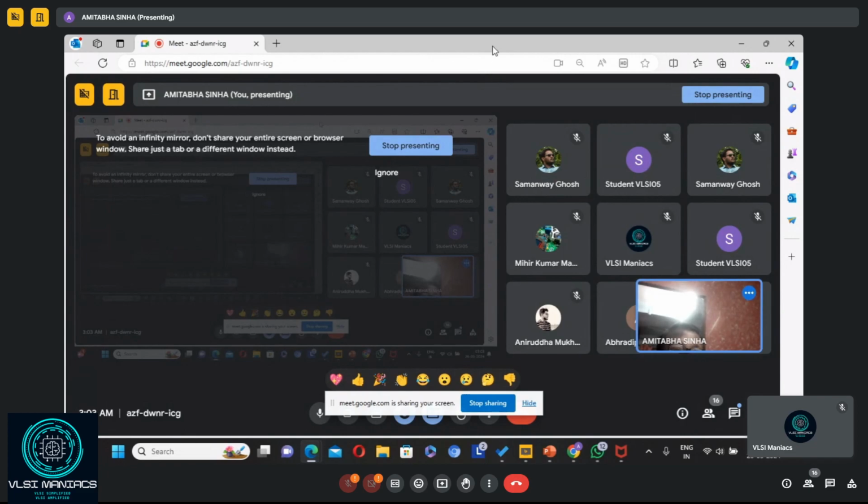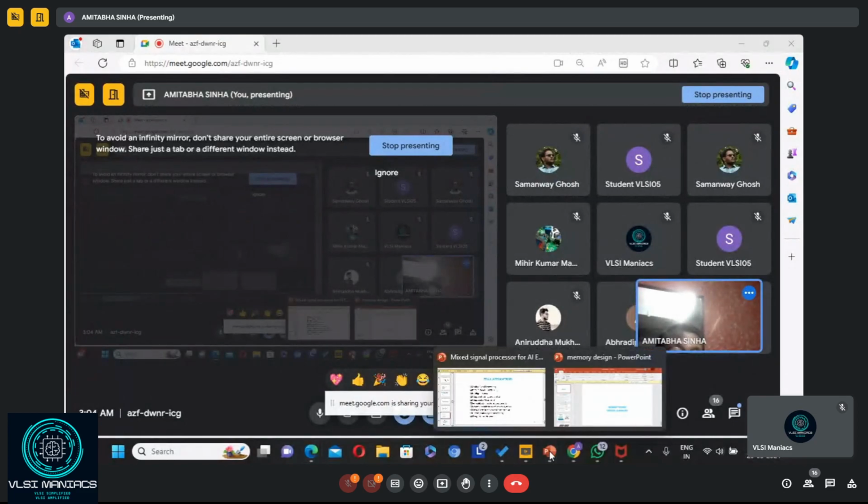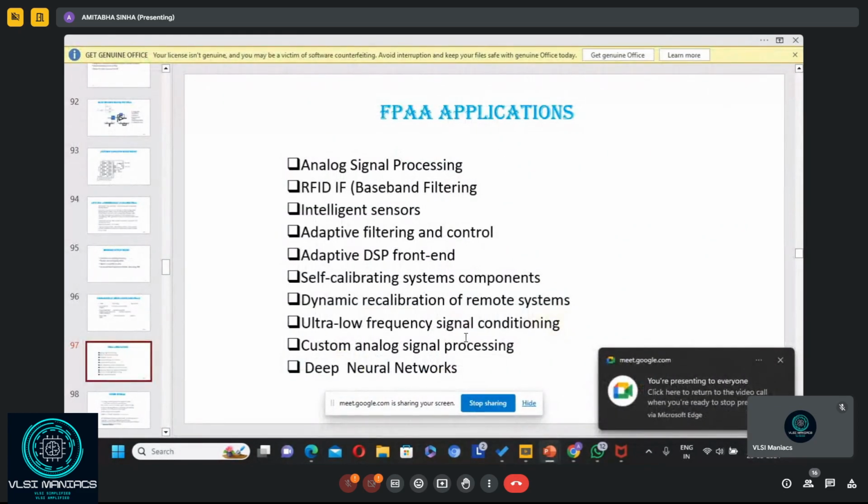And here, the programmable analog circuit is better because depending on the need, the filter parameters might be changed. That's why. Analog signals, then field programmable analog array, then you will get a filtered analog signal, then A to D converter, and then digital signal processors.